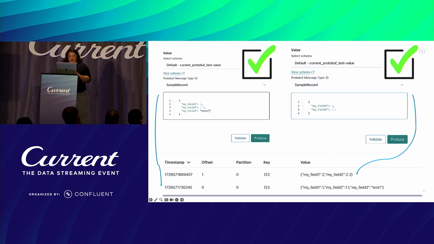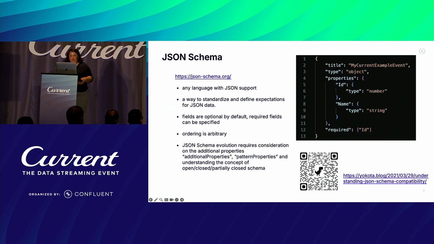Similarly, I can evolve my schema to add another field and send messages with or without this additional field. Very straightforward. So what about JSON schema? JSON schema is supported by any language with JSON support and is a way to standardize and define expectations for the JSON data. In JSON, fields are also optional by default and the key is present or not. However, here we can specify required fields, but we cannot specify ordering, because in JSON ordering is arbitrary and there's no intrinsic way of ordering properties.